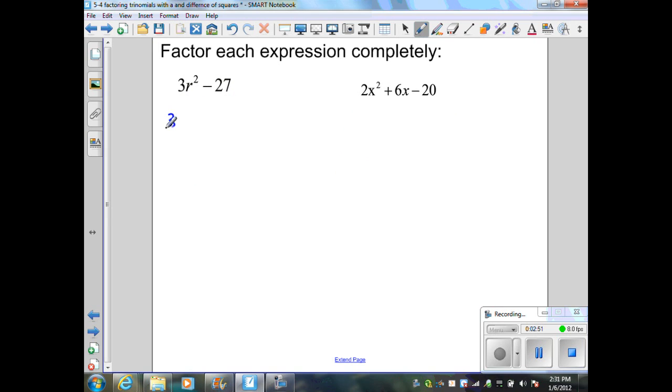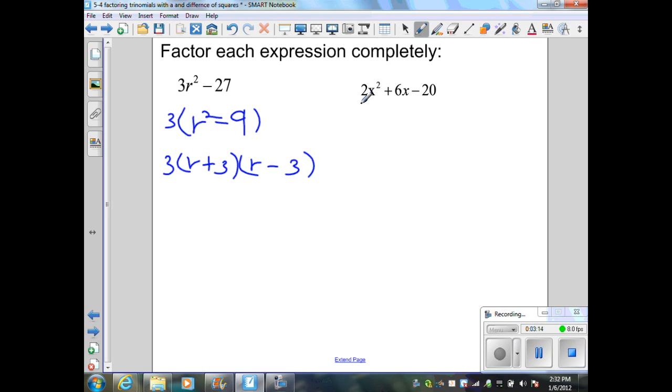Next example, 3r squared minus 27. Again, I'll factor out a G.C.F. Here it's 3. Leaves me an r squared minus 9. That's a difference of squares, which is going to give me two sets of parentheses. R squared breaks into r and r. 9, 3 and 3. And my signs are plus, minus.